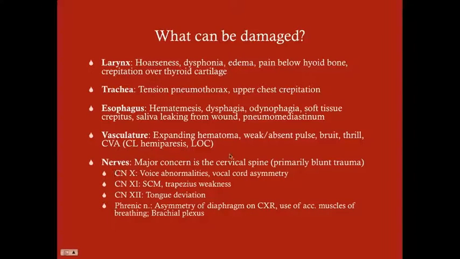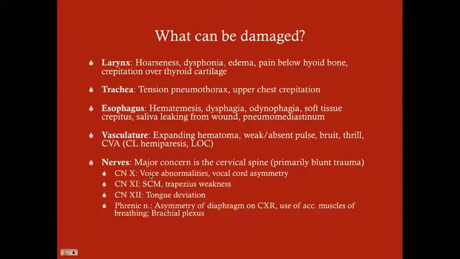The nerves, the major concern is the cervical spine, primarily with blunt trauma. We're not as much worried about the cervical spine if we just have a knife wound. Remember, protecting the cervical spine is bone. So that's a big concern with blunt trauma, and it's a concern with gunshot wounds. With knife wounds, not so much, but you're always concerned about the cervical spine.